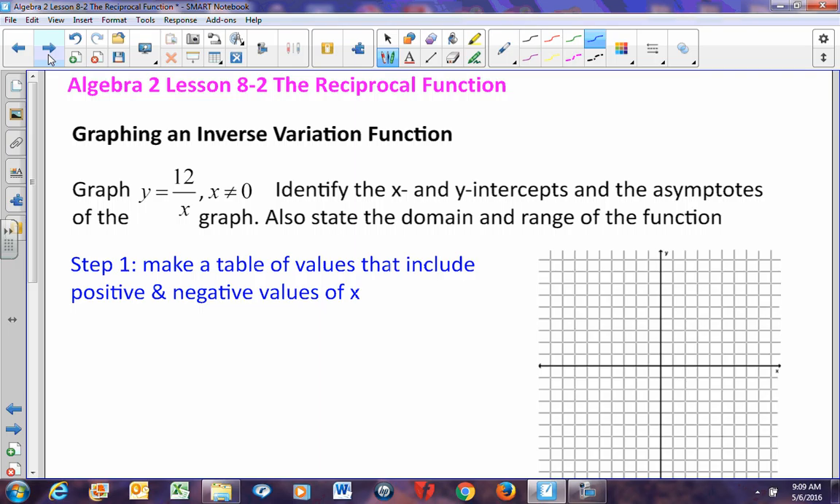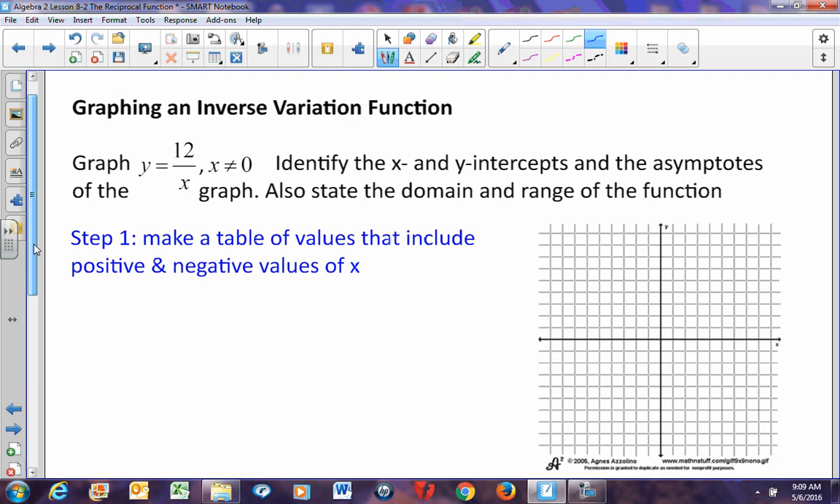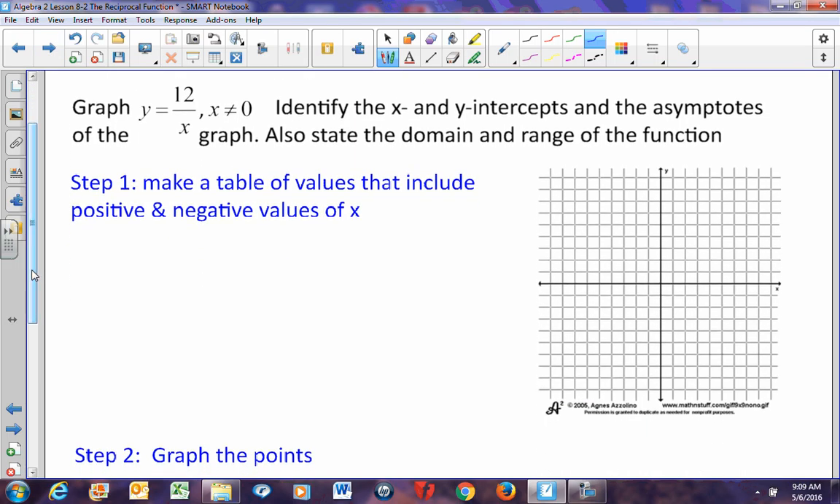So, if I need to graph a reciprocal function, I'm going to graph y equals 12 over x, and obviously x cannot equal 0 because you can't divide by 0. We're going to identify the x and y intercepts and the asymptotes of the graph. We'll also state the domain and the range of this function. The first thing I'm going to do is make a table of values which includes positive and negative values of x. Obviously I can't include 0 because division by 0 is undefined.